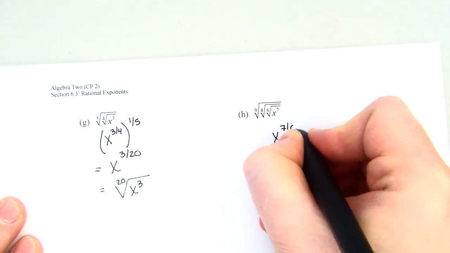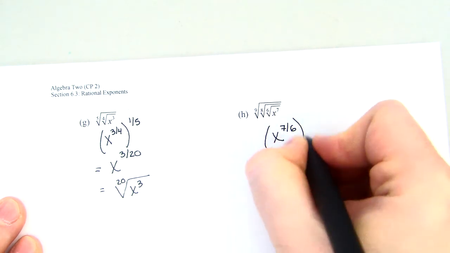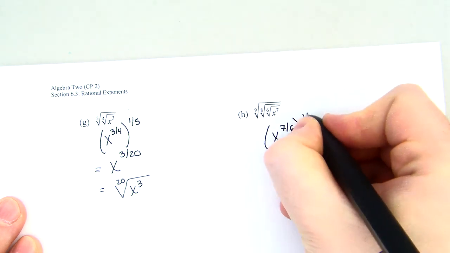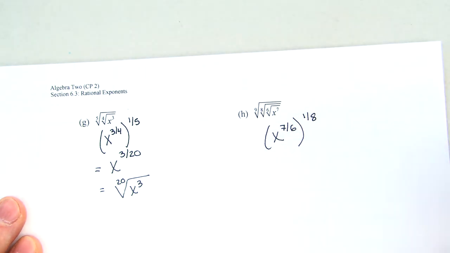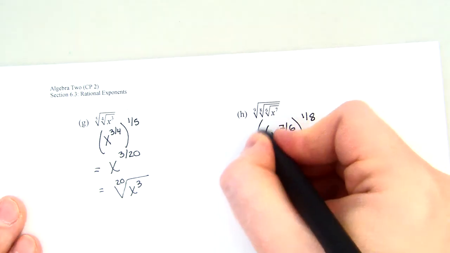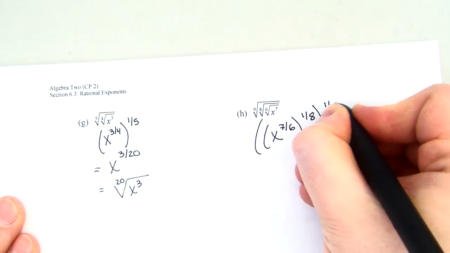X to the 7 over 6 to the 1/8. How do you deal with the 9th root, though? Any new hands? How's the 9th root going to factor into this? Okay, you're not new, but I've heard less from you today. Jackson? Yeah, let's just do another layer of this, and let's do a 1/9 over there.